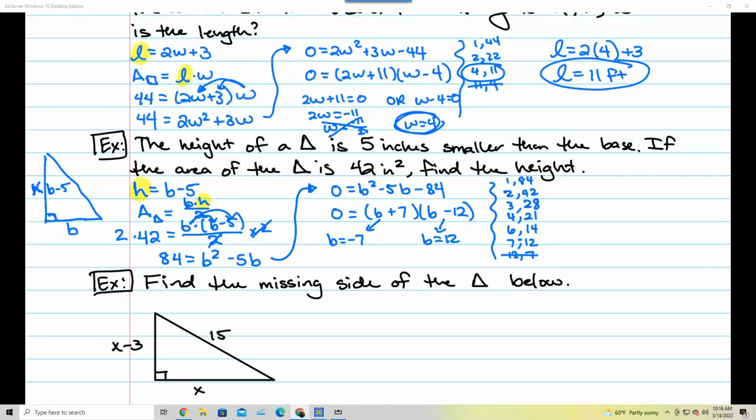All right, so b equals negative 7 doesn't make sense because I'm not going to have a negative base in a real world problem. So I know that my base needs to be 12. Let me just go ahead and read the question again. It said, find the height. I found the base. I need to find the height. Remember that the first thing we found was that the height is the base minus 5. So I'm going to go ahead and use that. The height is equal to my base, which is 12 minus 5, which means my height must be 7, and this would be the answer for this question.